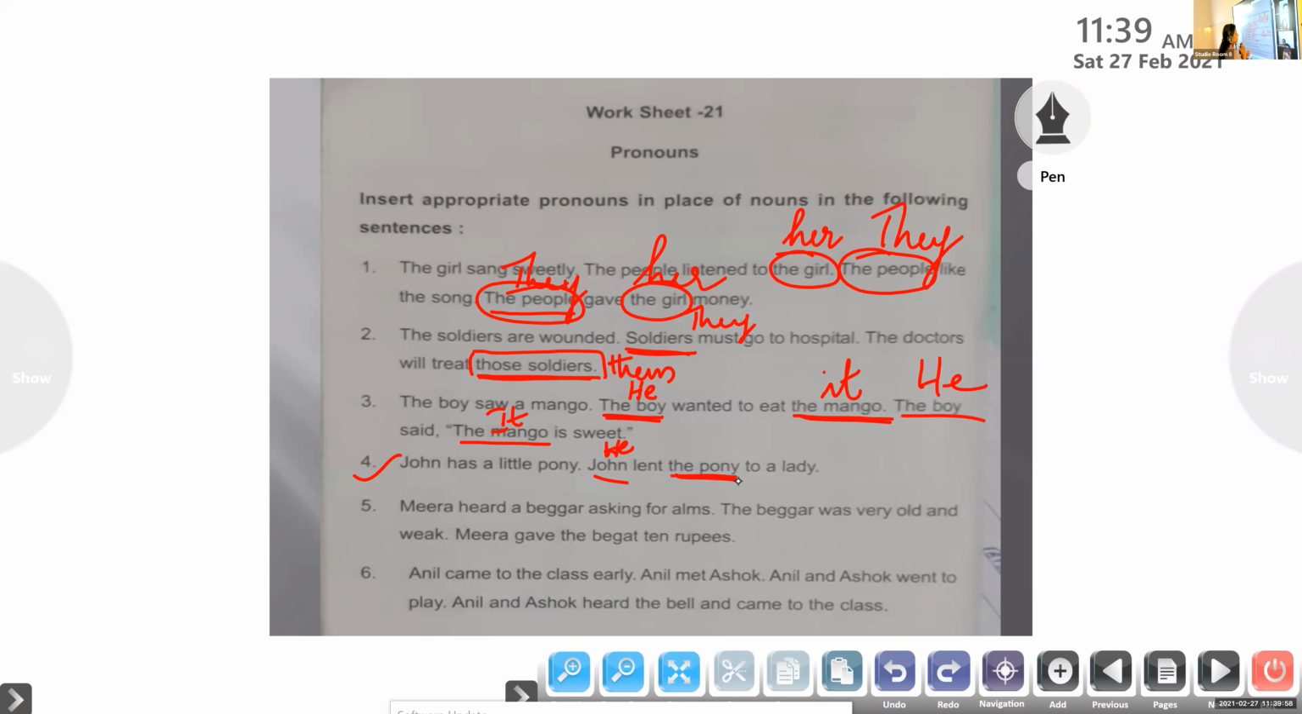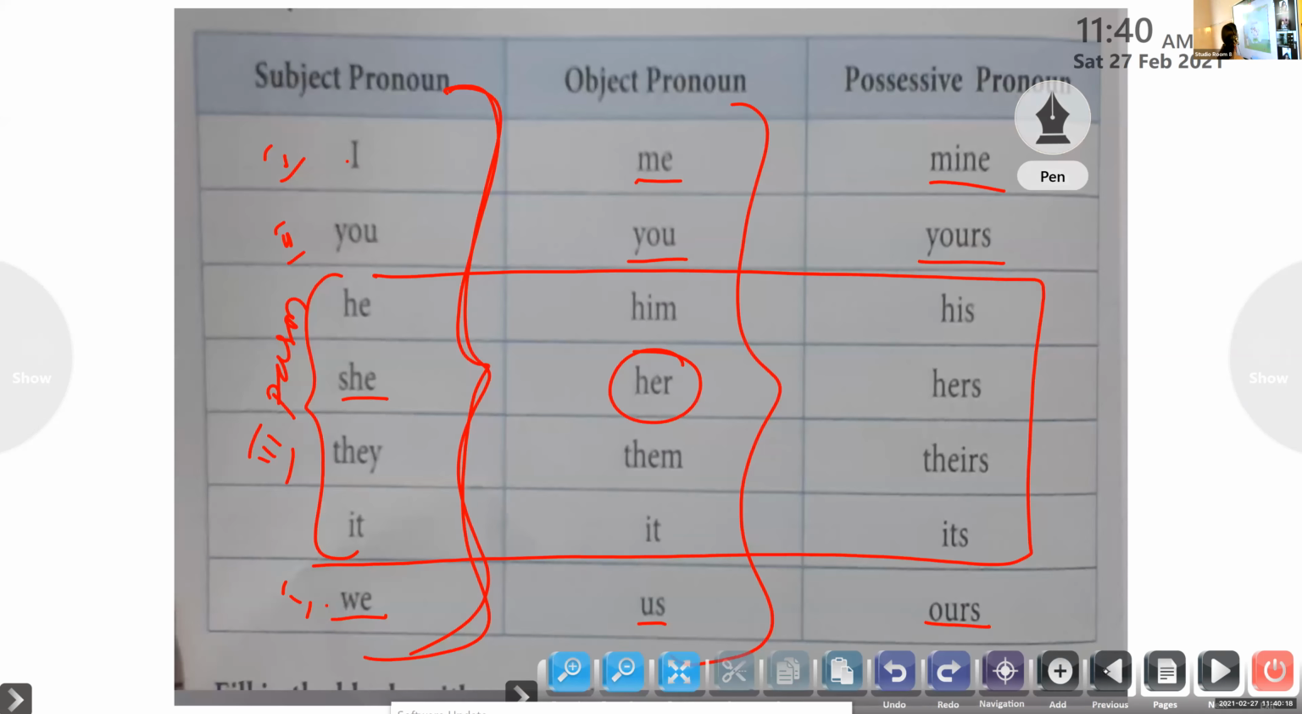For a pony, pony is an animal, it is a thing. So what we have to do? It, that's all. Okay, for subject as well as for object we have to use only it. You also, for the subject as well as object we have to use only you. Okay, so please go through the table very well. So when you look at the table, learn it by heart. For you, it is you, even if it is subject or object, so it is written here. So here also it, even if it's a subject or an object, it is it.